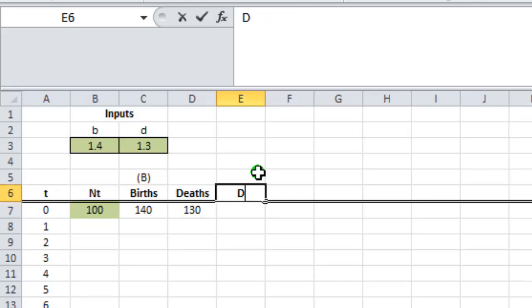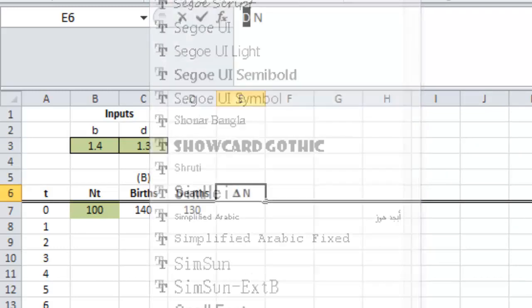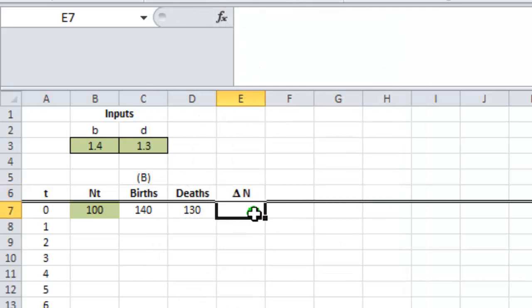At this point, we can calculate the change in the population. So how much has that population changed by? And we signify that with delta n. That's a capital D that's written with a symbol font. And delta n is just going to be the births minus the deaths. And this will tell us if our population is increasing or decreasing or remaining stable. If this number is positive, it means we're increasing. If it's 0, it means we are matching our births and our deaths. And if it's negative, it means our deaths exceed our births and the population is declining.